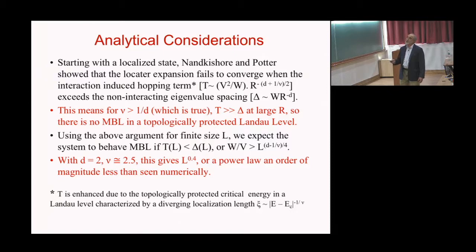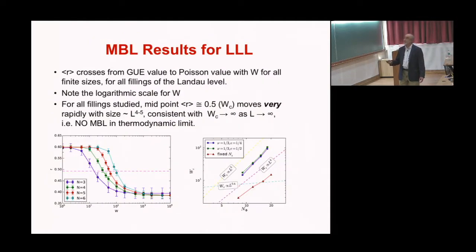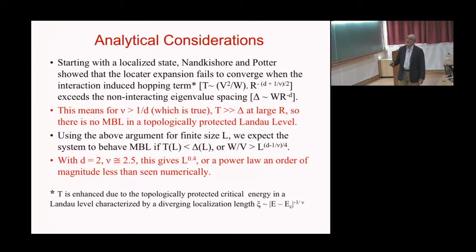But if we put in the numbers using their argument, we would expect that our small sizes should show a critical W that should scale as the 0.4 power of the length. What we are finding is roughly 10 times what comes from the Nandkishore-Potter argument. So there's something else also going on. This system just does not want to many-body localize.